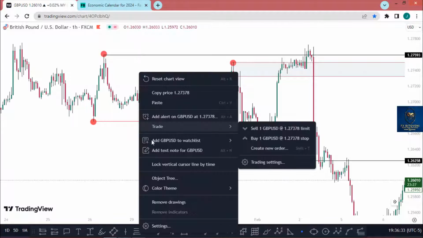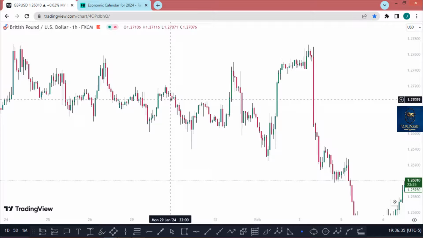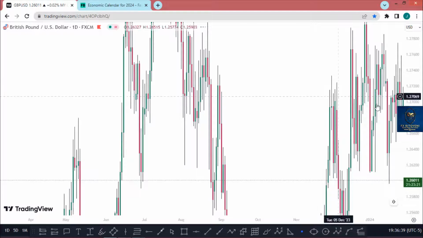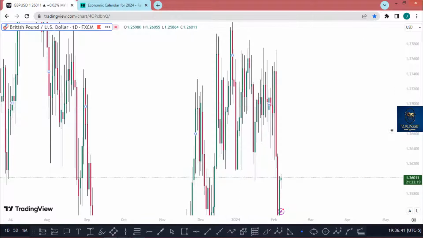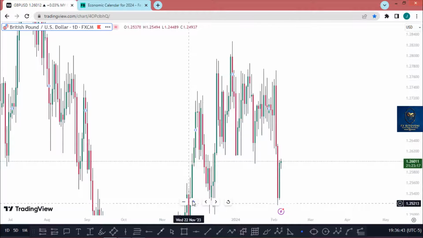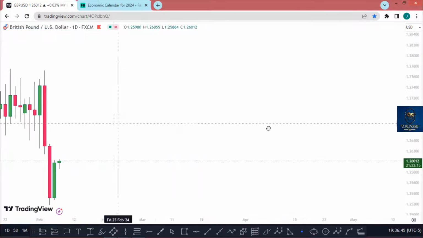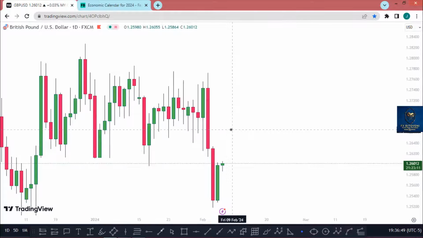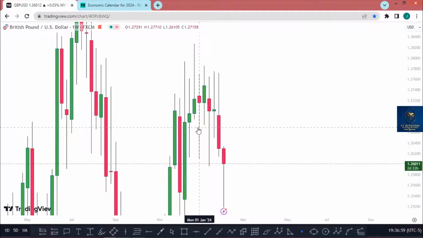So here, what can you do? You can go to a higher time frame. Maybe on the daily. On the daily, you have so many candlesticks here. You cannot clearly see what is going on. If you are seeing so many candles, something is wrong. Make sure you see fewer candles as much as possible.